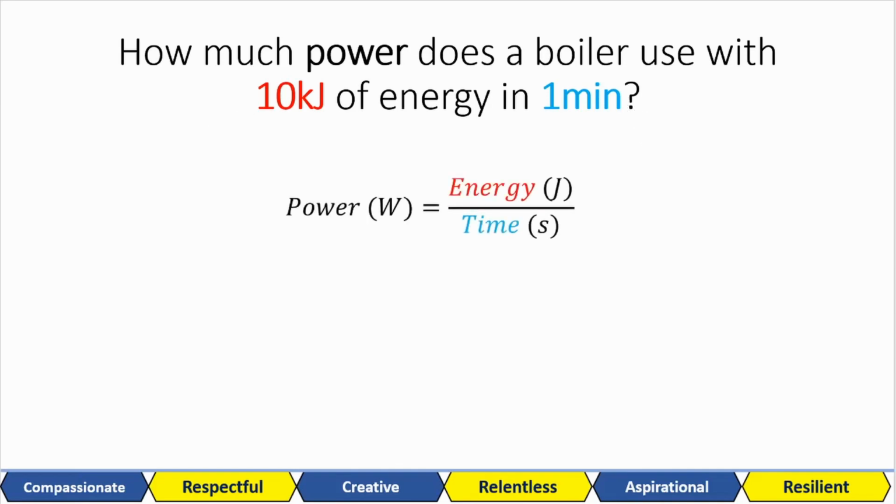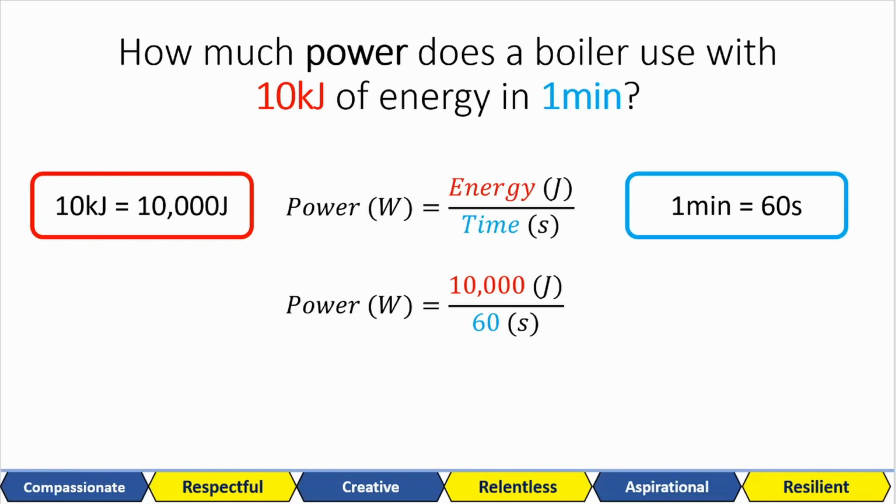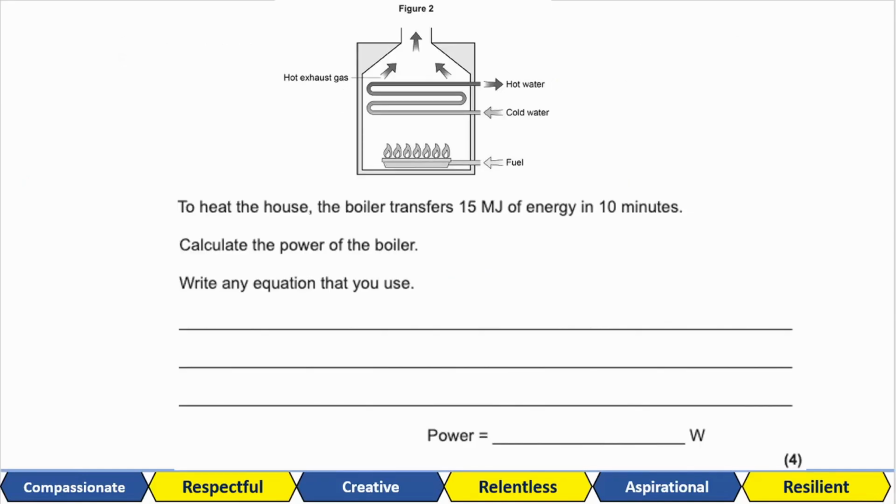The equation is energy over time, but we need our energy in joules and our time in seconds. Kilo is 1,000, so we times the kilojoules by 1,000, and also we need to convert our minute into seconds. So 1 minute is 60 seconds. This gives us 10,000 joules over 60 seconds, which is 166.6 watts.